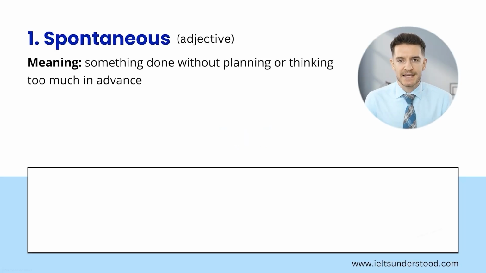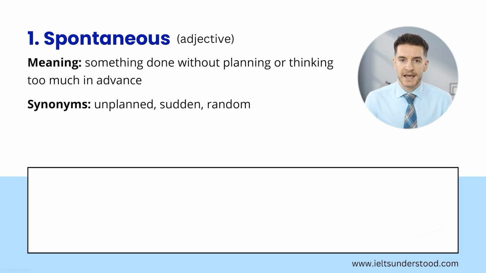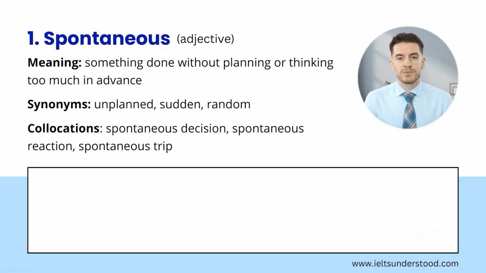Let's look at word number 1, which is spontaneous. Spontaneous is an adjective and it means something done without planning or thinking too much in advance. So some synonyms for spontaneous are unplanned, sudden, or random. Here are some collocations. Spontaneous decision. So that means you make a decision without too much thought or without too much planning or thinking. Spontaneous reaction. So that means you react, you respond, you reply to something without much thinking. You do it quite quickly.